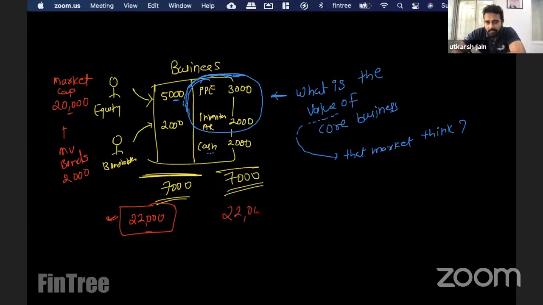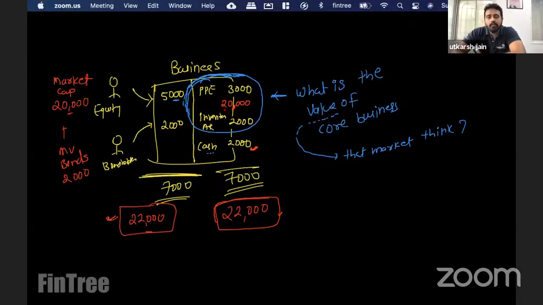So now we've established that this is 22,000. And if this is 22,000, and then this is 2,000, by that logic, for my equation to work, this blue circle should be how much? This should be 20,000 here, correct? And that 20,000, my friends, is called the enterprise value. That 20,000 is the true enterprise value of the business.